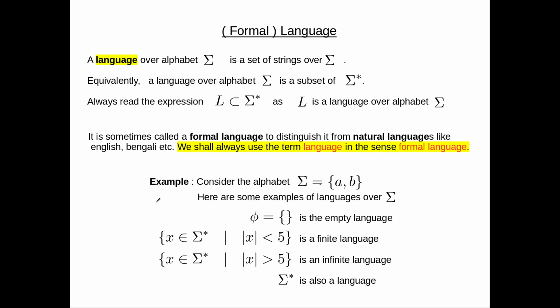Now, a language is just a set of strings. So a language over alphabet sigma is a set of strings over alphabet sigma, right?